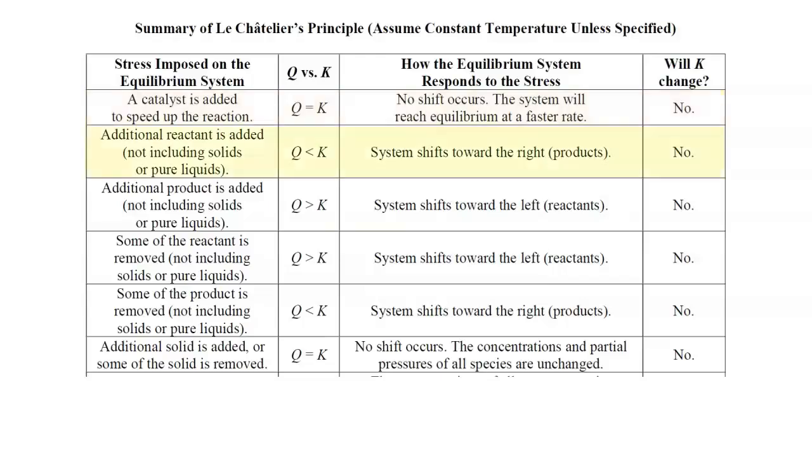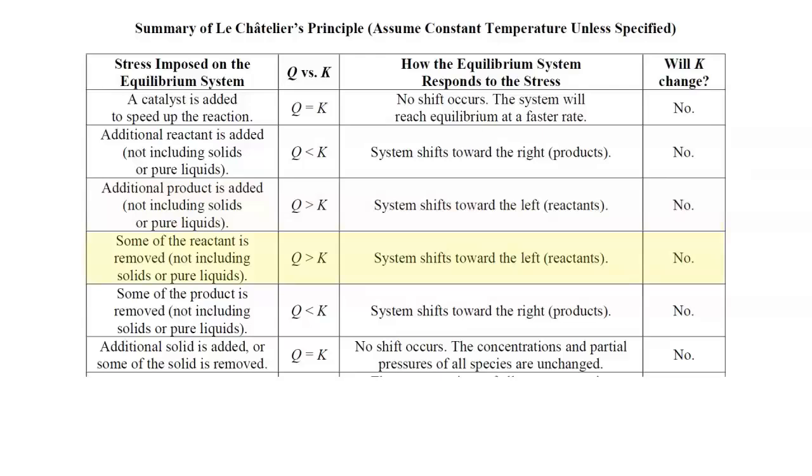What if additional reactant is added, not including solids or pure liquids? That will cause Q to become less than K, and as a result, the system will shift toward the right, toward the products. What if additional product is added, not including solids or pure liquids? As a result, Q becomes greater than K, and the system will shift toward the left, toward the reactants.